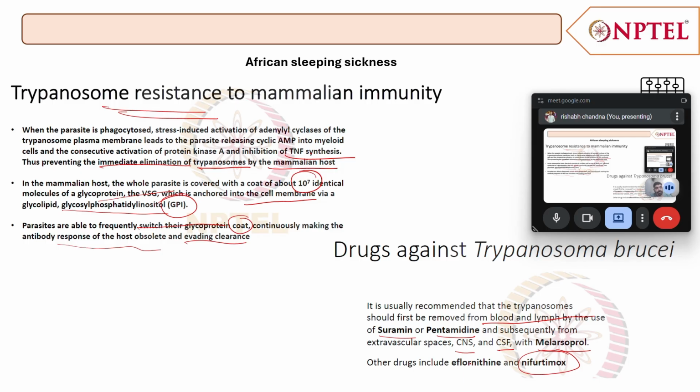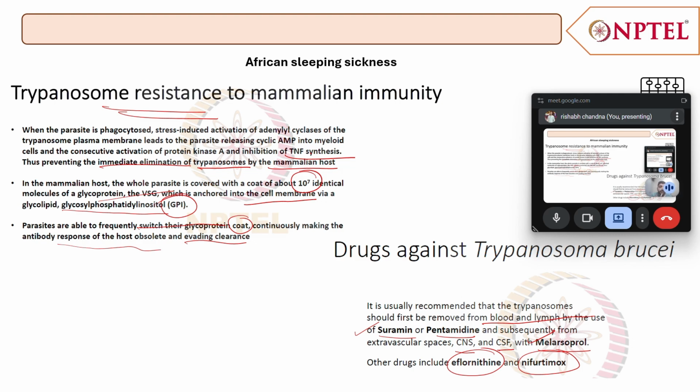So these are the true drugs that are also effective against the trypanosoma. The main drugs are suramin and/or pentamidine, and the other one is melarsoprol. These are the three drugs that are usually used to treat trypanosoma-based infections, especially in sleeping sickness. And then we have eflornithine and nifurtimox, which are used in special cases.